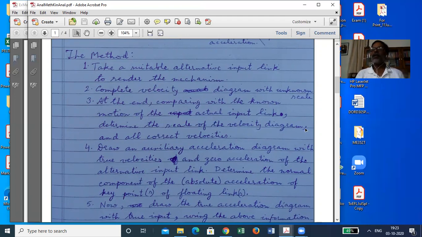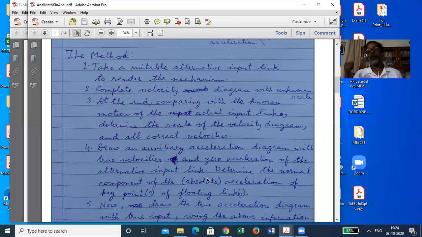The moment you determine the velocity diagram scale, all the quantities in the velocity diagram you can figure out in correct values. After putting the actual input at the correct value, you determine the scale. Based on that, you determine all the correct velocities. And many of these correct velocities will be needed to work out segments in the acceleration diagram for normal components. So now first, draw a wrong acceleration diagram, which is an auxiliary acceleration diagram, with all the true velocities which you now know, and zero acceleration of the alternative input link.